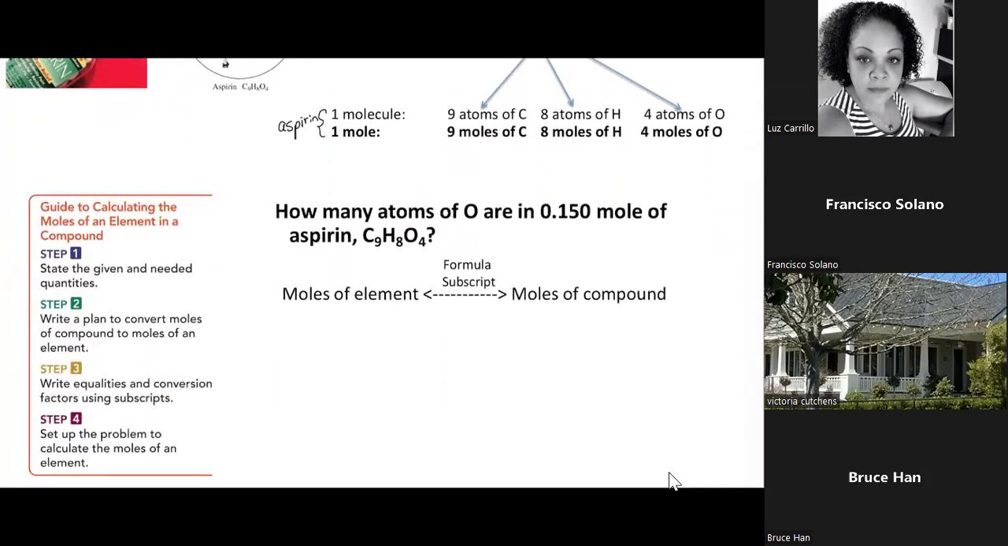And here we have the following example. We're trying to determine specifically how many atoms of oxygen are going to be present in 0.150 moles of aspirin, okay? So when we are doing this, we need to understand that since we are interested in the atoms of oxygen, and we already learned how to get atoms of oxygen, we need to incorporate one more conversion here. And that one more conversion is going to be the moles of the compound to the moles of an element. And the formula subscript is what takes us there.